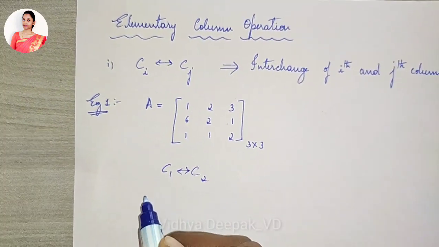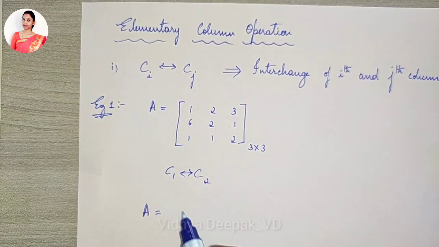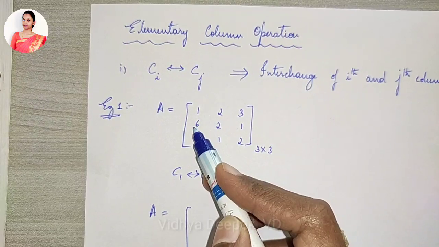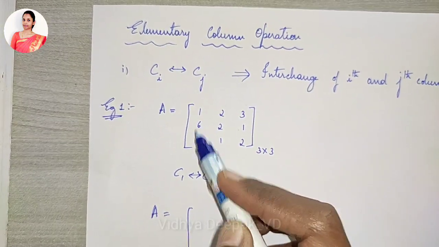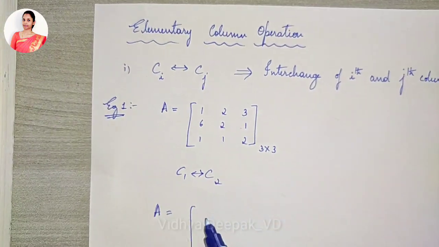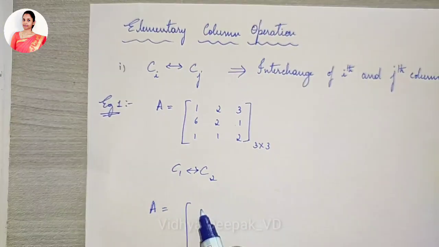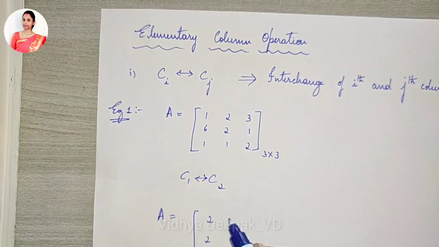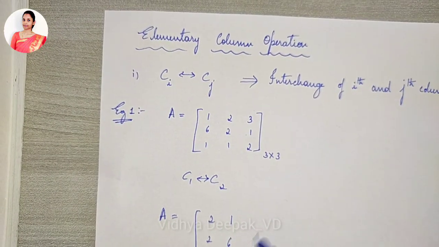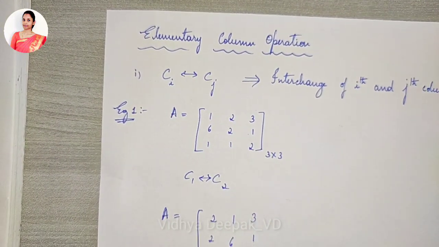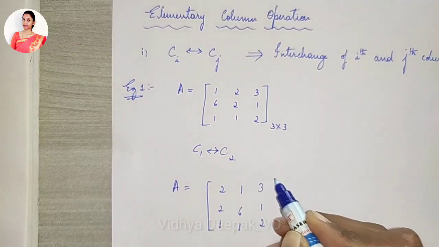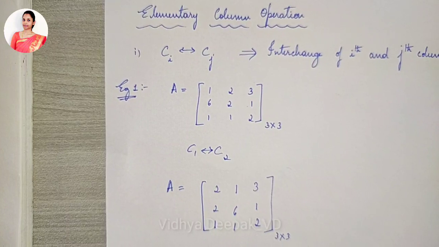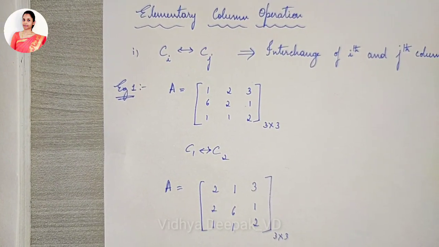So how can we write this? A is equal to, the second column we write in the first position, and the first column we write in the second position. So the second column goes in the first column, and the first column goes in the second column. This is one operation which we can perform along the columns.